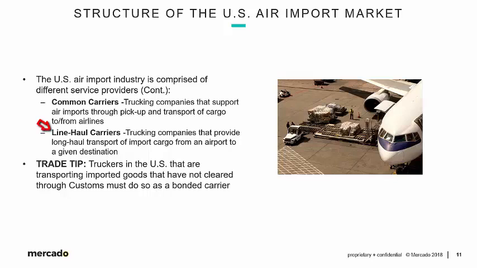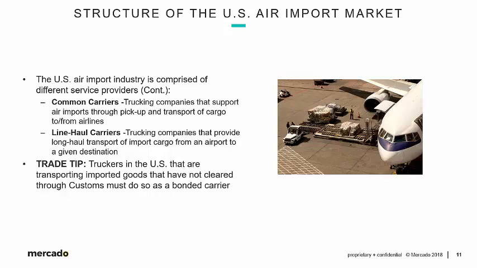Line haul carriers are a little bit different. These are trucking companies that provide long haul transport of import cargo from an airport to a given destination. Sometimes bonded, sometimes not. Common carriers, although they can do long haul, typically for air freight are a little more short haul oriented, whereas the line haul carriers will move freight longer distances.